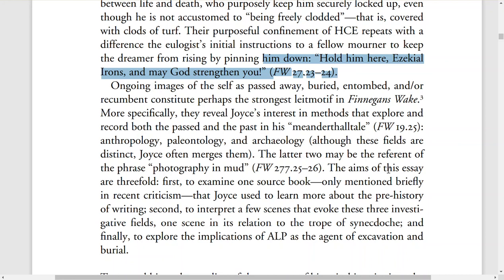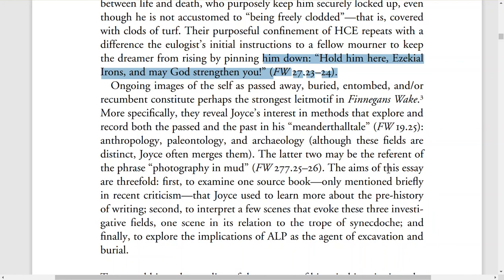The aim of this essay are threefold. First, to examine one source book only mentioned briefly in recent criticism. That's a research part that Joyce used to learn more about the prehistory of writing. Second, to interpret a few scenes that evoke these three investigative fields that are related to Neanderthal tale. One scene in its relationship to the trope of synecdoche, and finally to explore the implications of ALP, that's the wife of HCE, as the agent of excavation and burial.